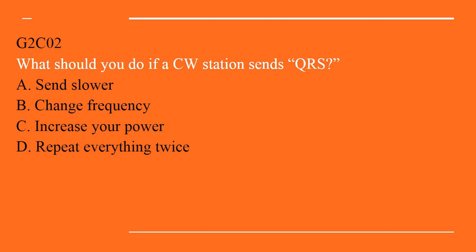G2C02. What should you do if a CW station sends QRS? A. Send slower. B. Change frequency. C. Increase your power. Or D. Repeat everything twice. Correct answer here is A. Send slower.